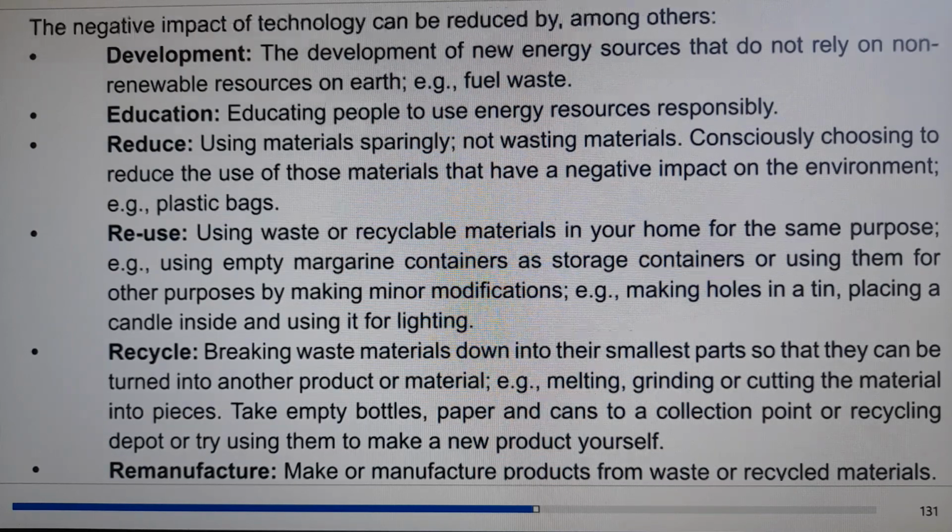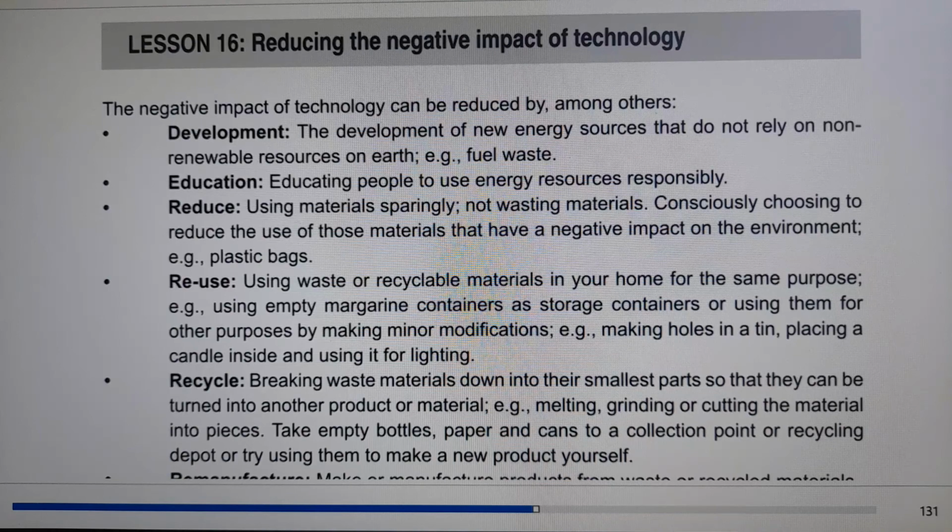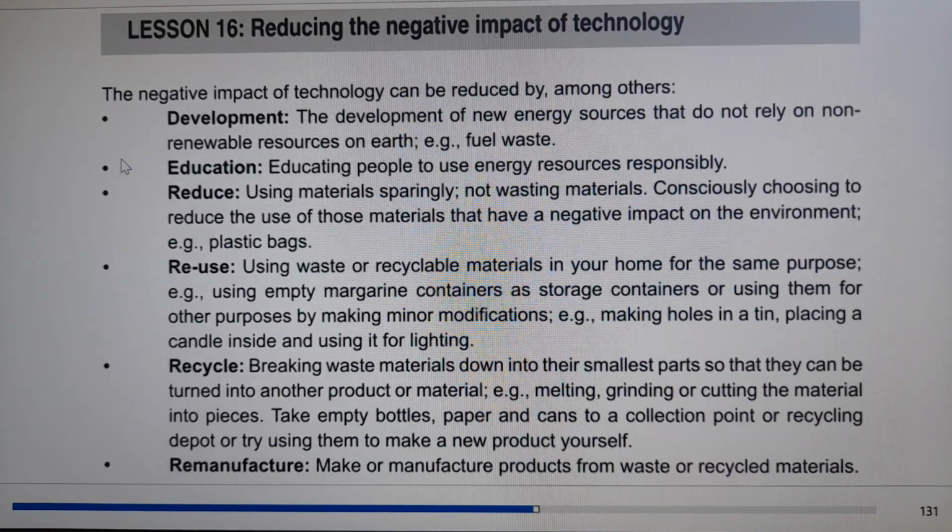So how can we reduce the negative impact of technology? I repeat again, by development. Number 2, by education. By reducing. By reusing. By recycling. By remanufacturing. Okay, so let's look at each and every strategy.